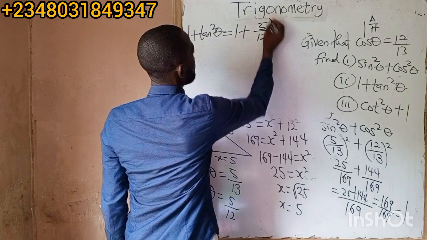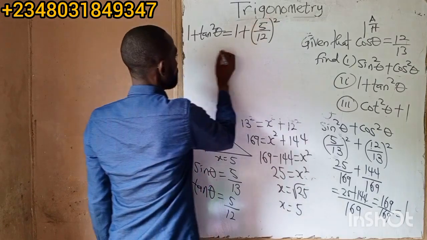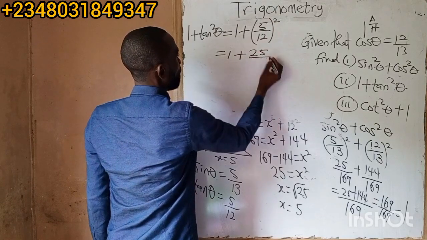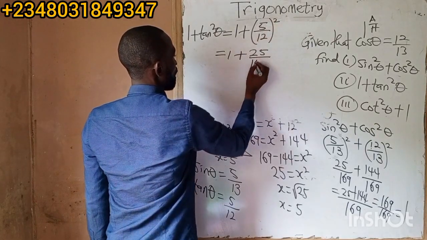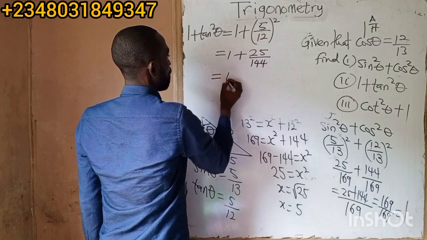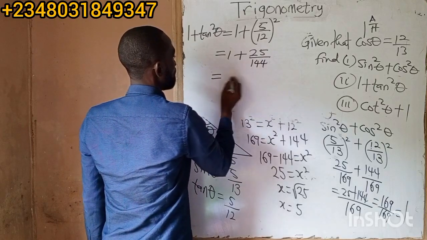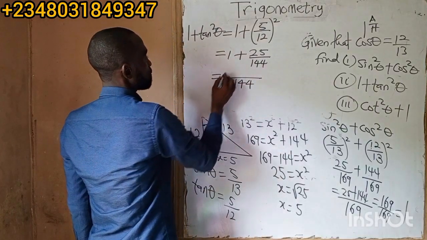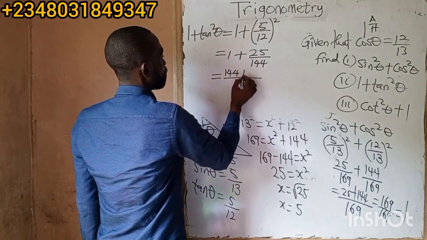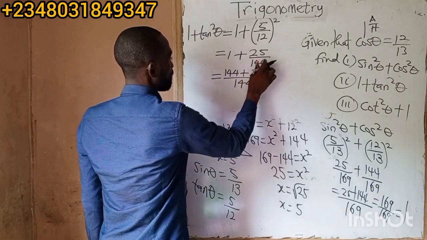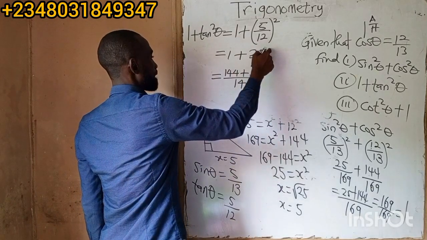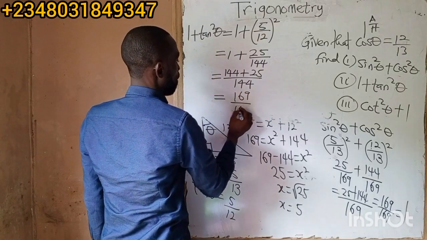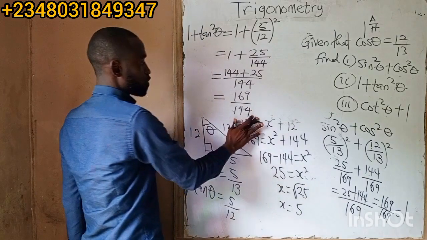So 1 plus tan square theta will be equal to 1 plus 5/12, everything to the power 2. So now it will be 1 plus 5 squared, which is 25, all over 12 squared, which is 144. What's the LCM? The LCM is 144. This will now give us 144 plus 25. 144 over 144 is 1, 1 times 25 is 25. We now have 169 all over 144. That's the first way to solve it.